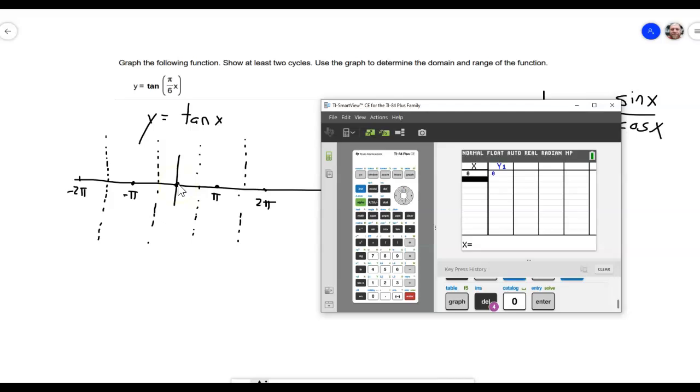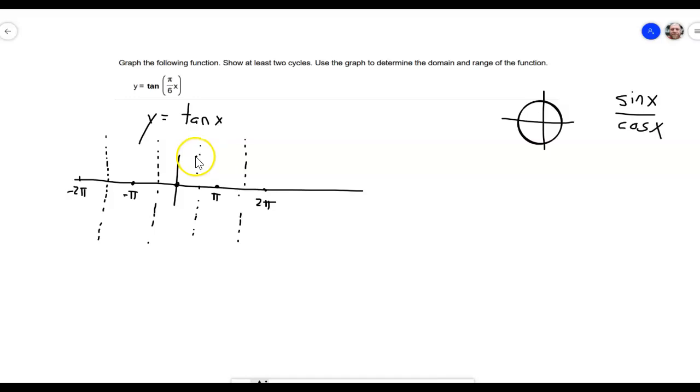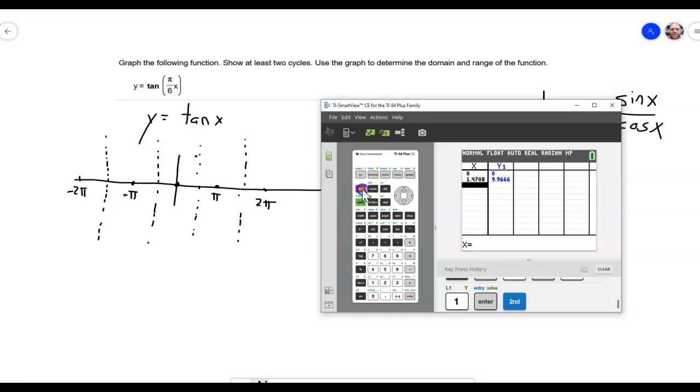And I'm going to put in something a little bit less than pi over 2. So I'm going to say second pi over 2, pi divided by 2, minus 0.1, just something a little bit less than pi over 2. And notice that I get a positive value, so that's going to be somewhere up there. Now let's put in pi divided by 2 minus something even closer to pi over 2. How about minus 0.001?